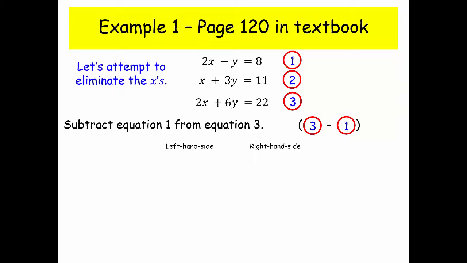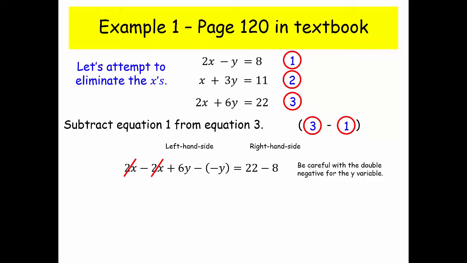Let's look at the left hand side then and the right hand side. On the left hand side we get 2x, take away 2x, plus 6y, and then take away a negative y. That's important. I've put the negative y in brackets so we don't forget there's two negatives involved here. And on the right hand side we get 22 take away 8. The two x's, the 2 plus and the 2 minus, knock each other out. Now we've got to be careful with this double negative on the y's, because two negatives, negative negative, will give us a plus. So that negative negative y becomes a plus y. So we end up with 6y plus y equals 14. 22 take away 8 gives us 14.